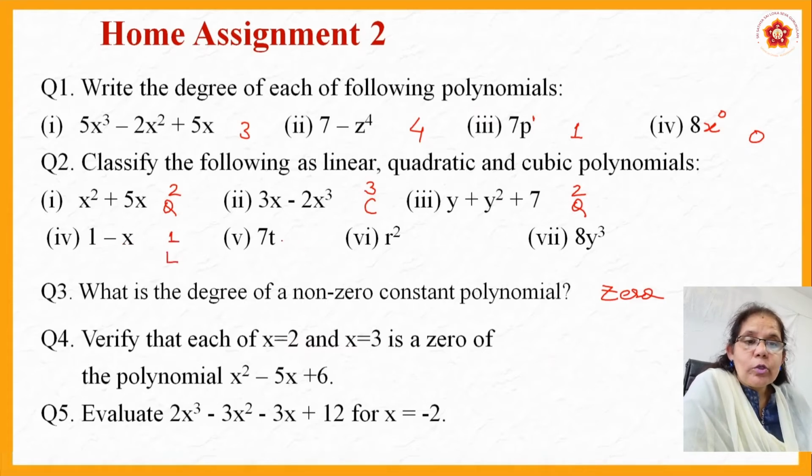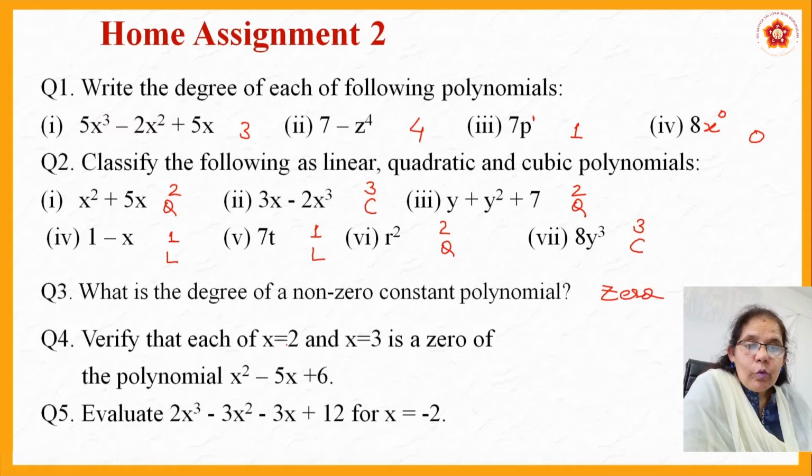In fifth part also, the degree is 1 and therefore it is a linear polynomial. In sixth part, degree is 2 and hence it is a quadratic polynomial. In seventh part, degree is 3 and therefore it is a cubic polynomial.